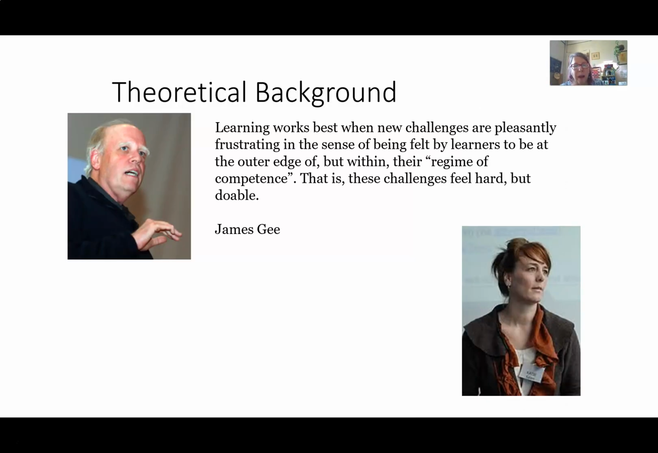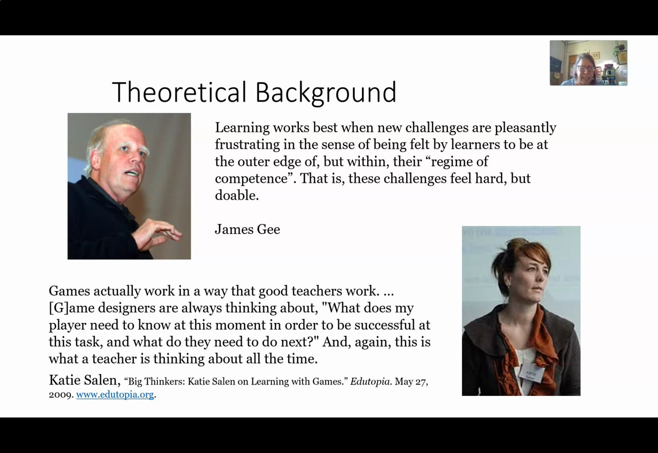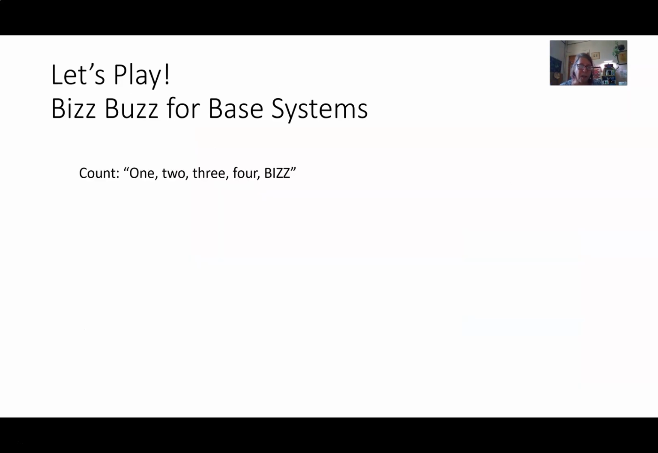The theoretical background is from James Gee. He talks about how learning works best when new challenges are pleasantly frustrating. That's Vygotsky's zone of proximal development. Katie Salen talks about how games work the way good teachers work, because a game is always thinking, what does my player need to learn to know next? That's just what we do when we teach. So let's see how this works in a game.